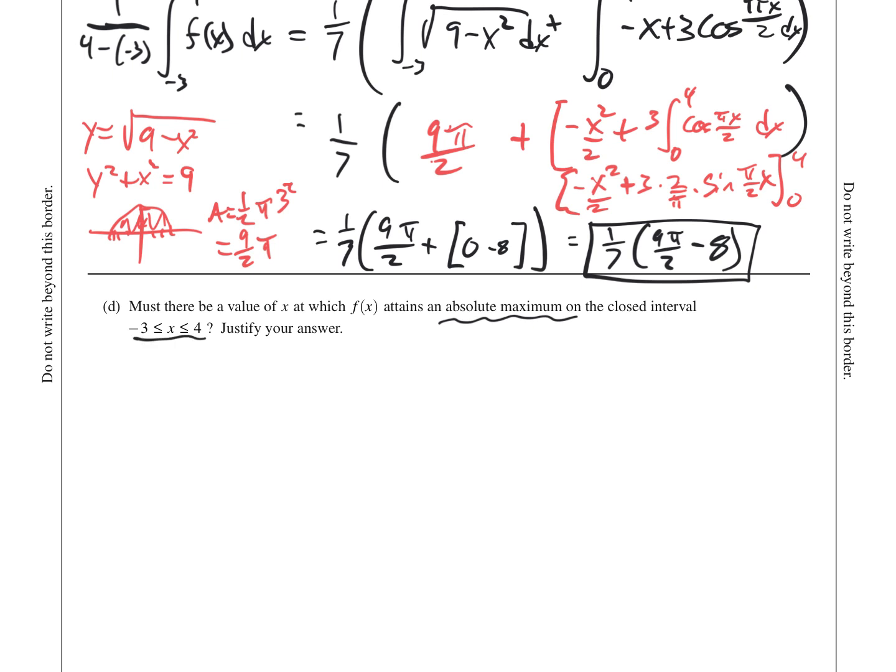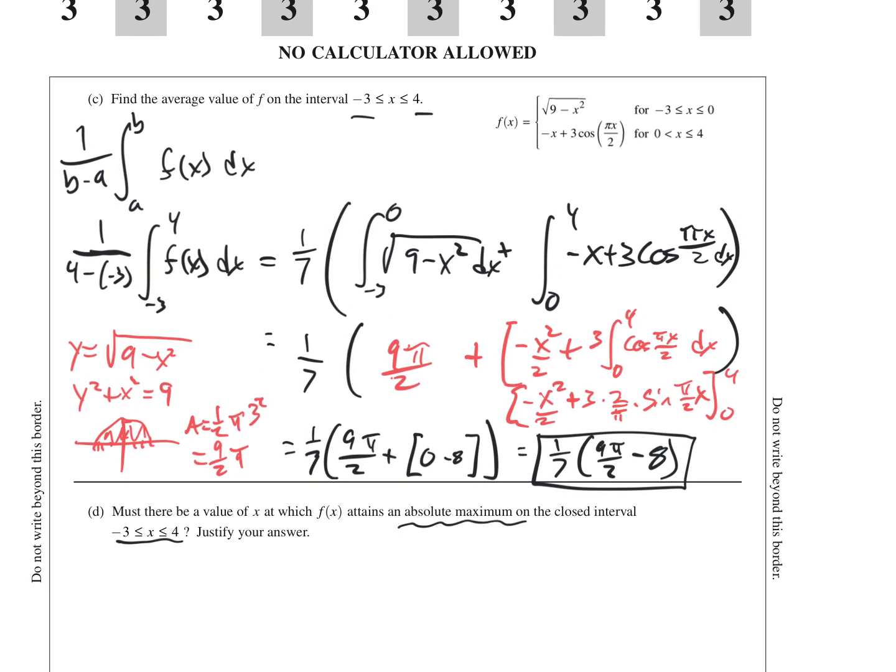Okay, well, the key is to show that this is continuous. So we want to show that if this is continuous, then it has to have a maximum. That's the idea. So we need to check it out at the point where they cross, point where they connect. So it's 0. So we need to find f of x coming from both ways.